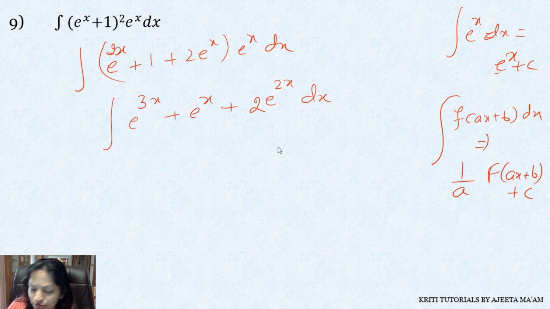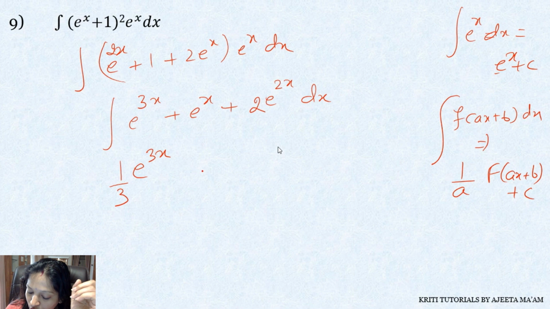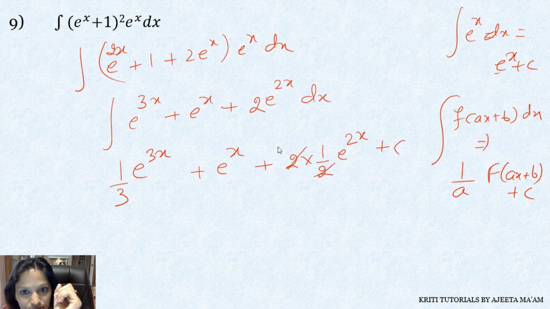I can do this with substitution also, students. I'll tell you after this, but this is one of the ways without substitution. So what will you get here? Exponential 3x as it is. But along with this, what will come? 1 upon a. What is 1 upon a? 1 upon 3, because the coefficient of x is 3. Now what will you get here? Simply exponential x plus 2. Here again what will come? 1 upon 2 along with the integral. So this is our final answer.